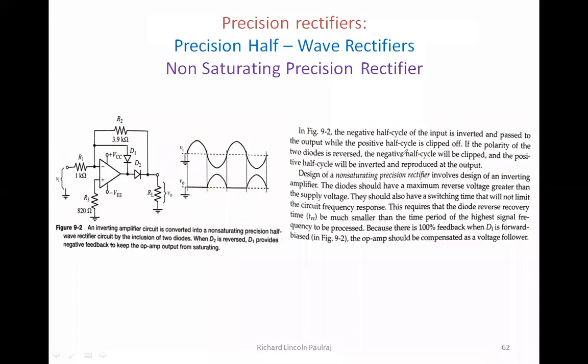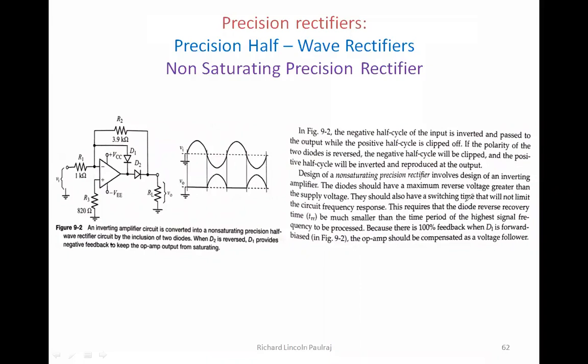Okay. So design of non-saturating precision rectifier involves design of inverting amplifier. The diode should have minimum reverse voltage greater than the supply voltage. So that's a small condition here, right, where the diode should have a minimum reverse voltage, okay, which is greater than supply voltage. Reverse voltage greater than supply voltage.